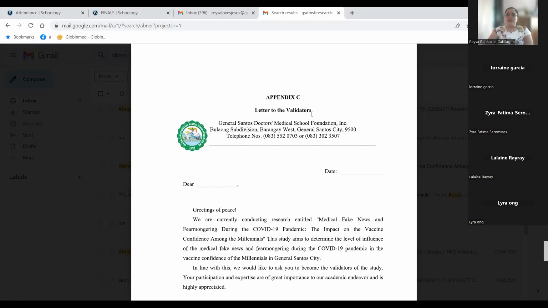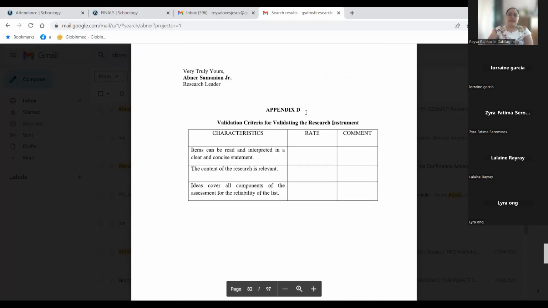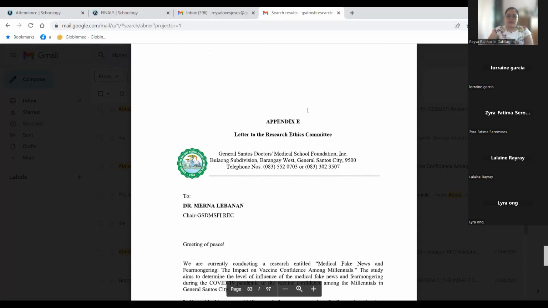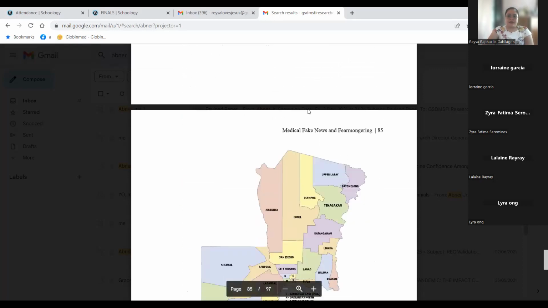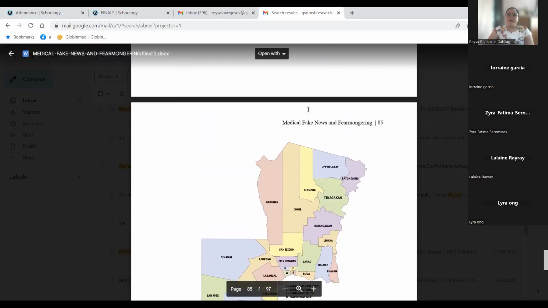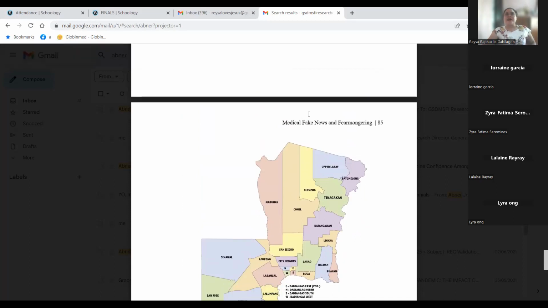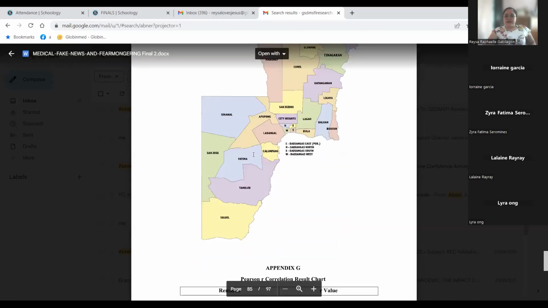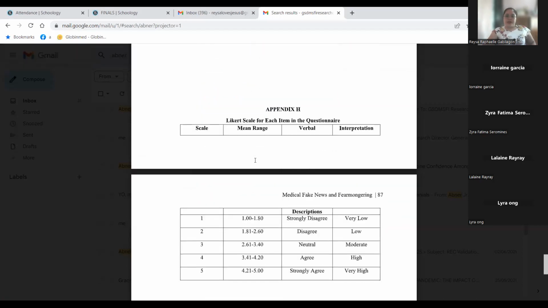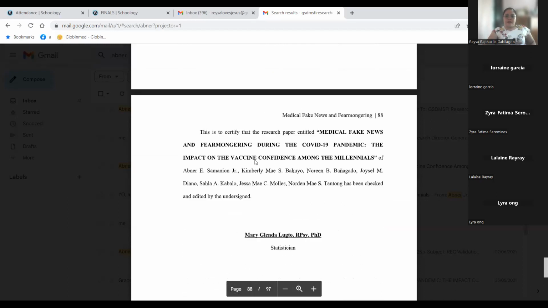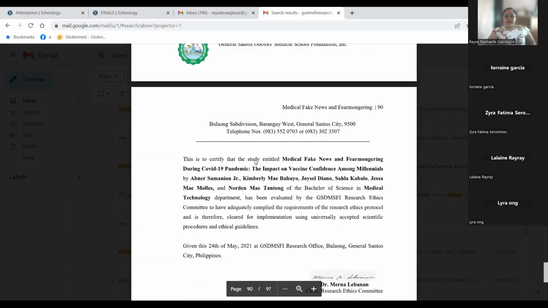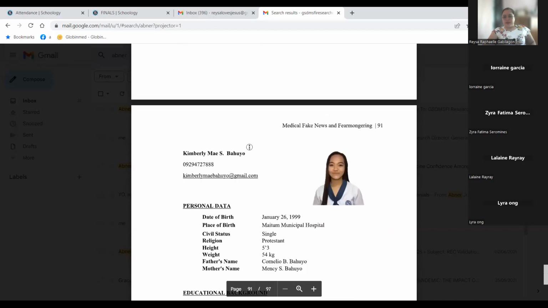Letters to the validators, letter to the Dean, letter to the City Health Office, if ever you wrote letters, all of those letters you will put here. Okay? And then, by the way, for the research locale, if you have provided a map there, you may transfer the map to the appendices. Okay? And then all the letters and certificates will be included here.